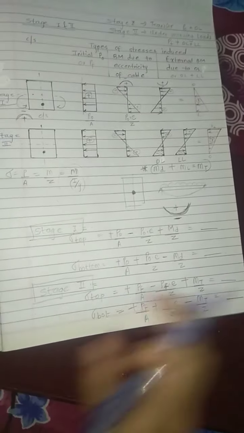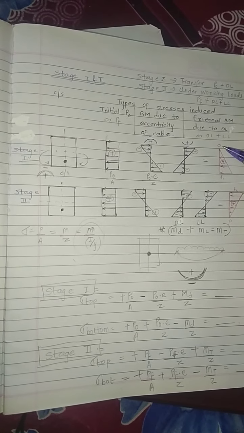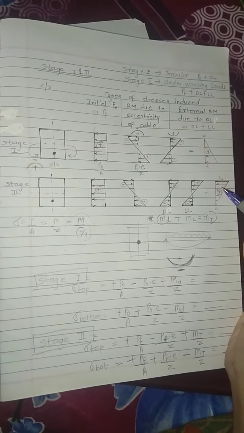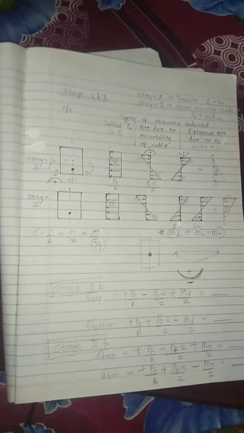Okay, so this was about the stress analysis. And regarding this, you have to remember only this thing: at stage 1 tension comes at the top, so stress at top is 0, and at stage 2 tension comes at the bottom, so stress at bottom is 0. While solving problems you will get to know more about this.